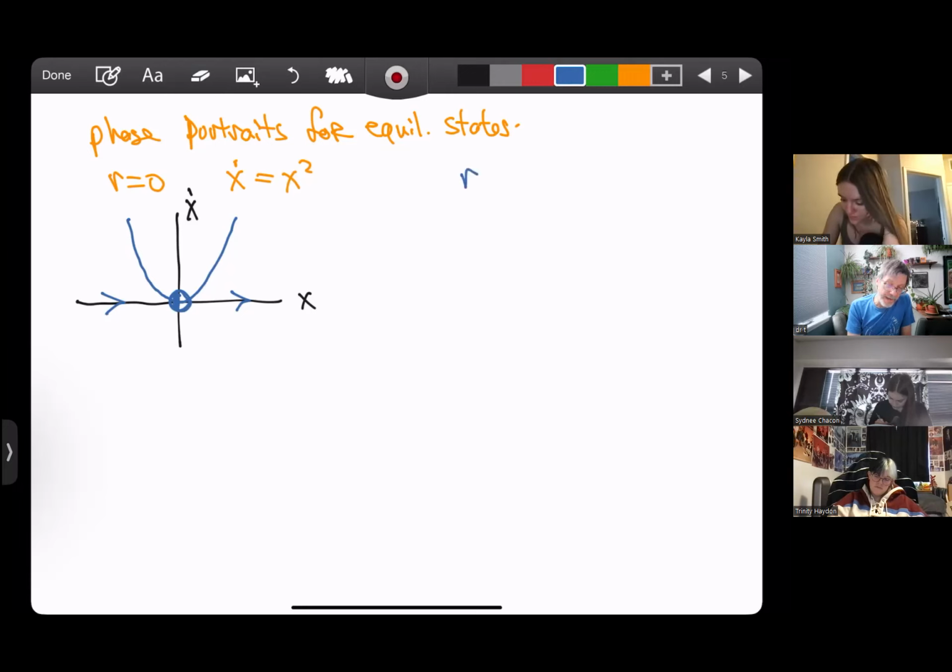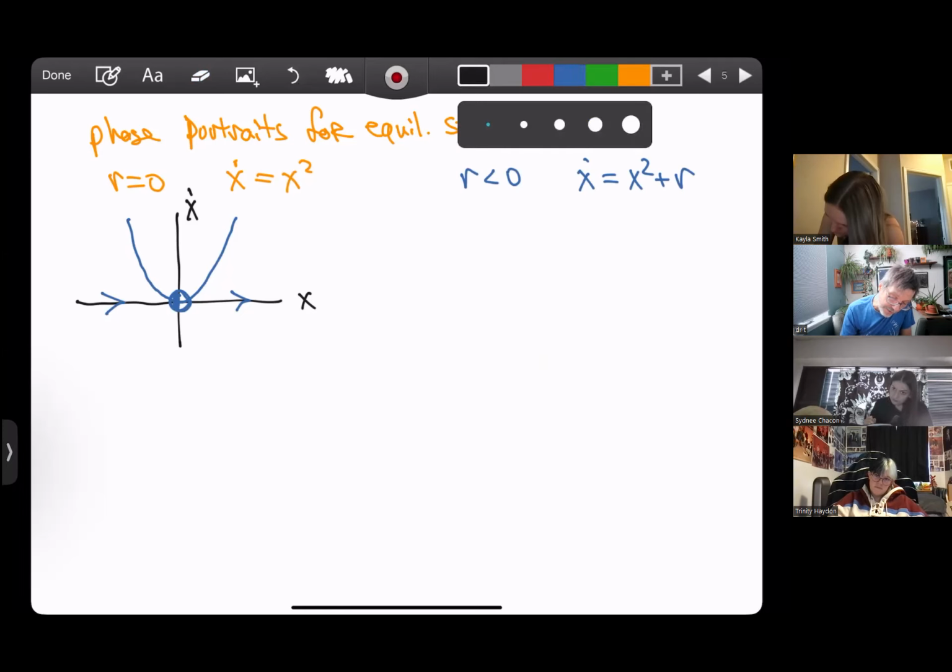When R was negative, we had x dot equals x squared plus r. Think about that. That's just the parabola shifted down.